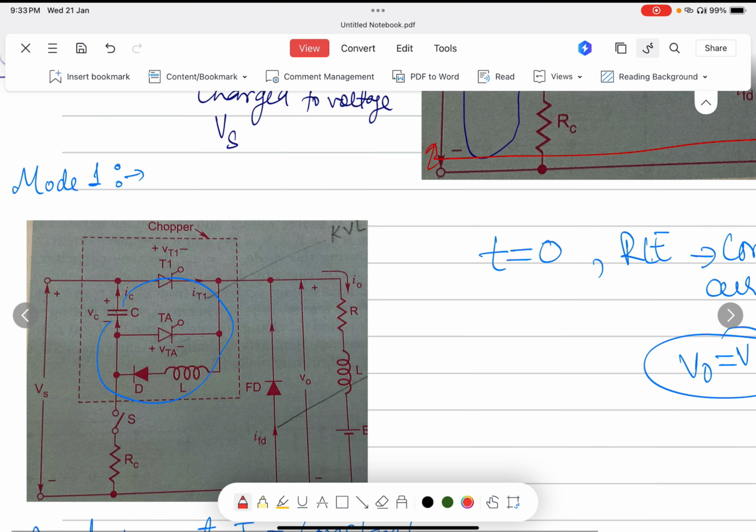If you look at this circuitry, you can see here T1 is the main thyristor, TA is the auxiliary thyristor, and one diode and L, that is the inductor, is connected. Also it is connected with the freewheeling diode, and the load is RLE type, where E is the DC battery. So how can we charge this capacitor initially? There are two methods to charge this.